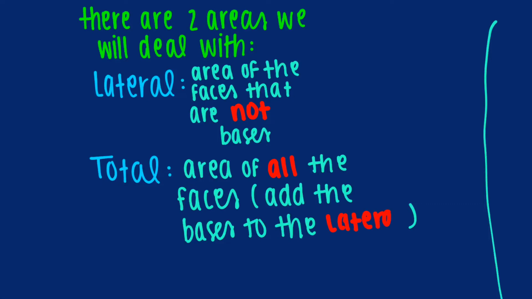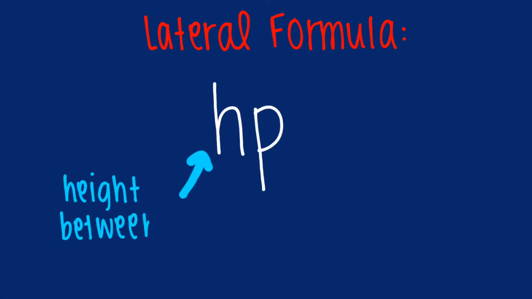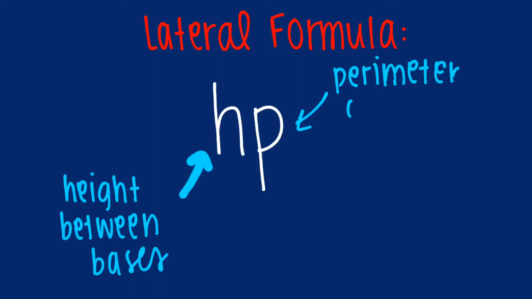So we're going to find the lateral first. Then to find total, we find the area of the bases and basically add that into the lateral. So then you have your lateral formula, which is h times p. That h is really important. It's not just height, it's the height between the bases. So we're going to look at the two bases and we're going to take the height that basically connects them. And this p stands for the perimeter of the base. So we're going to find the perimeter of the base and then multiply it by the height between the two bases.